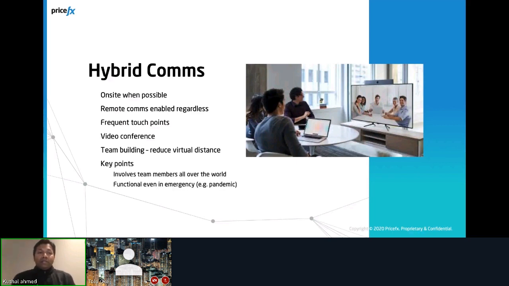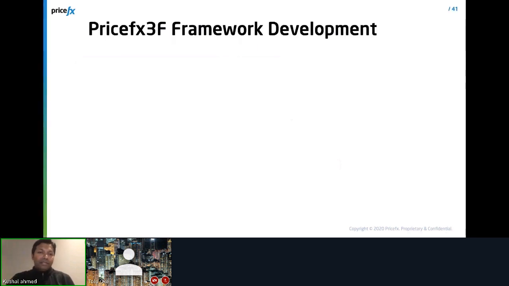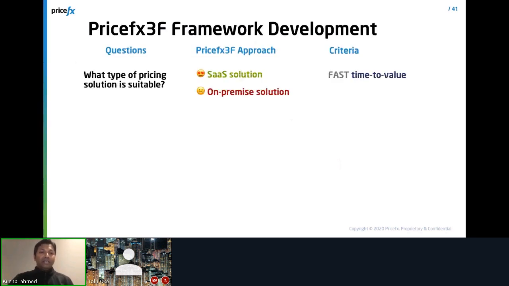The key point is that team members will be involved from all over the world. It's not going to be confined within one region, and this hybrid communication mechanism is going to be functional even in an emergency like the COVID-19 pandemic. So after these three comparisons, we choose the one from each of these criteria: components, SaaS solution, Agile Scrum, and hybrid communication, and develop our PriceFX framework. We just start by presenting the questions we just answered.